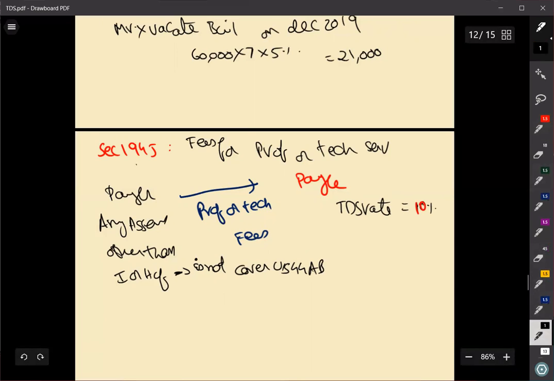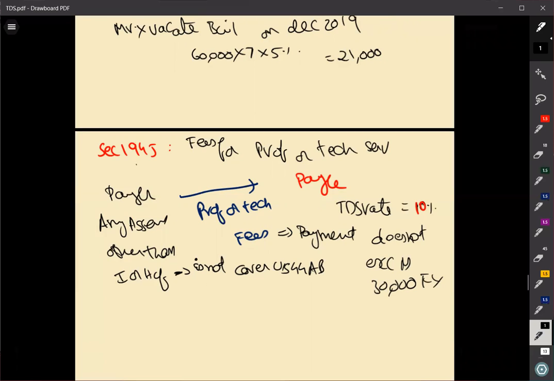When is TDS not required to be deducted? If the total payment does not exceed rupees 30,000 during the financial year, then TDS is not required to be deducted. If that exceeds 30,000, then TDS is required to be deducted at a rate of 10%.